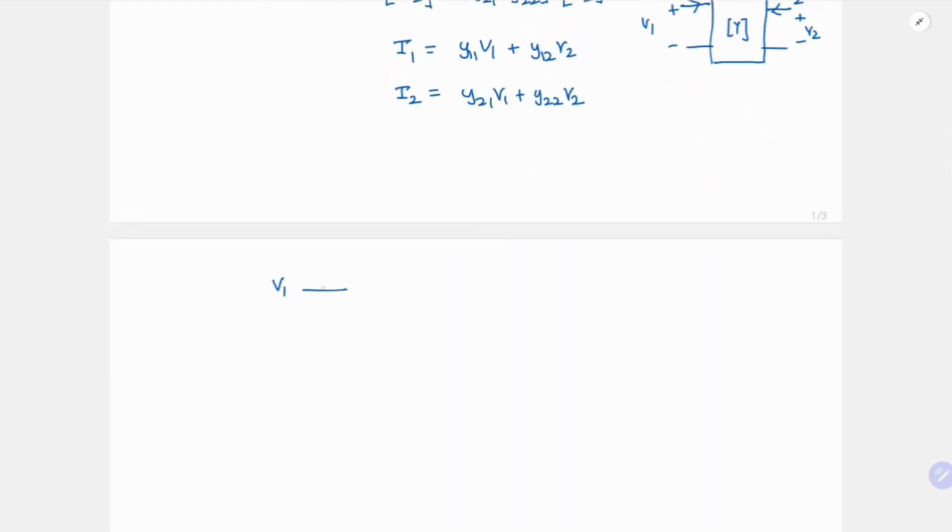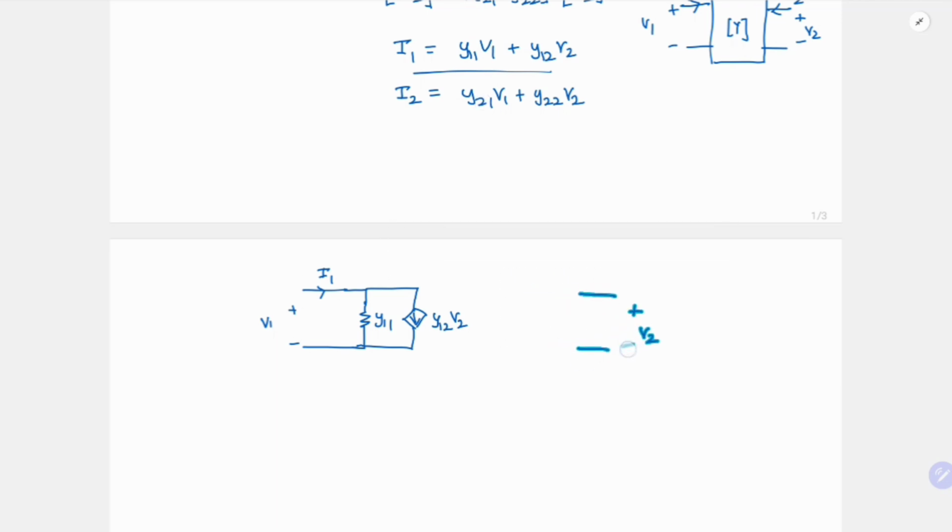We have V1, and now we want I1 equal to this value. Y11 V1 we can directly get from V1. If I just put a resistor of value 1 by Y11, or an admittance of Y11 here, then the current in it will be V1 into Y11. But I also want another term related to V2, and I don't have a direct relation, so I'll put a voltage controlled current source whose value is Y12 V2. Now the input side is taken care of.